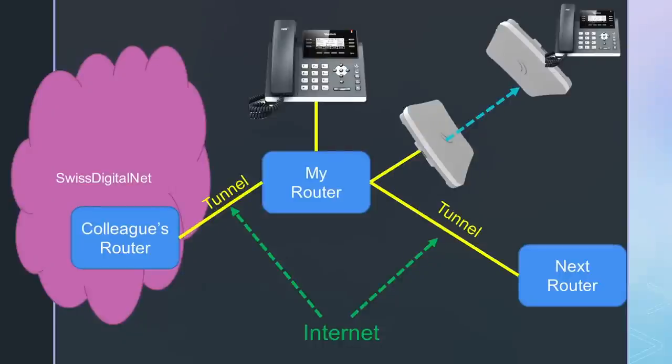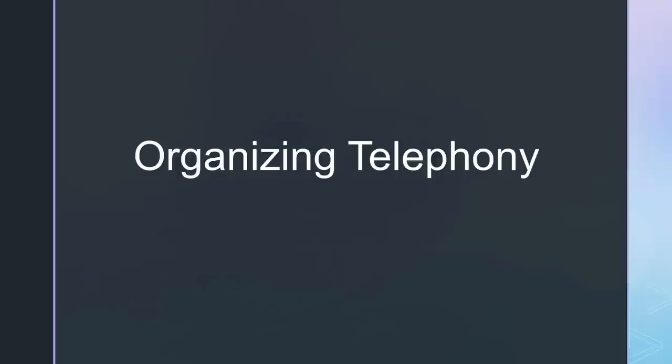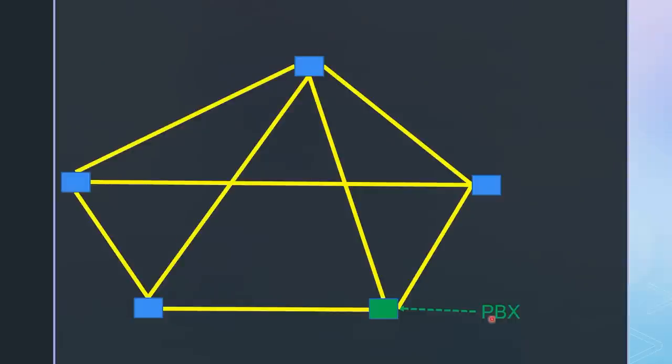Cool. We have created a hybrid network that can be extended in all directions. Like our friends in Southern California, who already operate an extended AREDN network. In one of the following videos, we will discuss organizing telephony. AREDN offers two ways of connecting telephones. Using a PBX on a Raspberry Pi, or a direct connection from telephone to telephone.